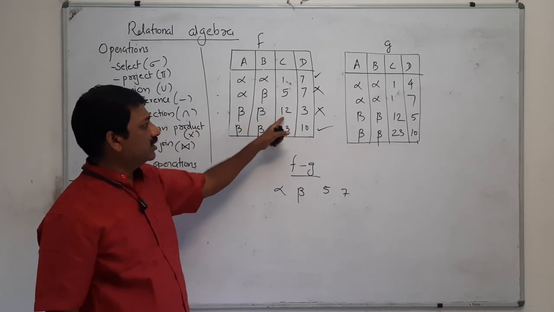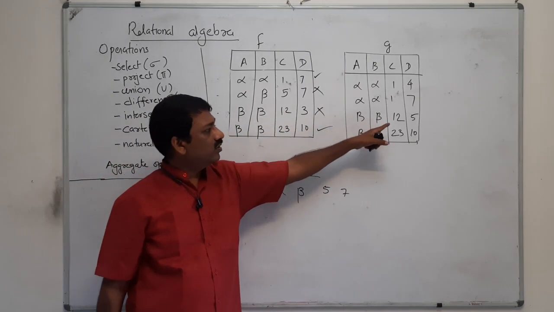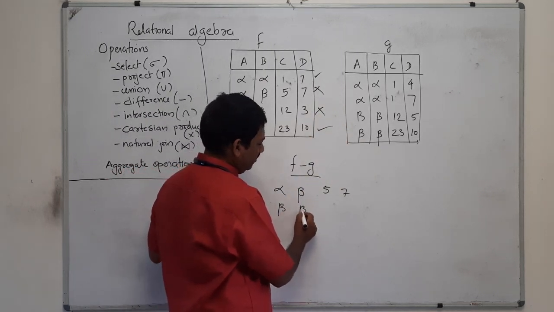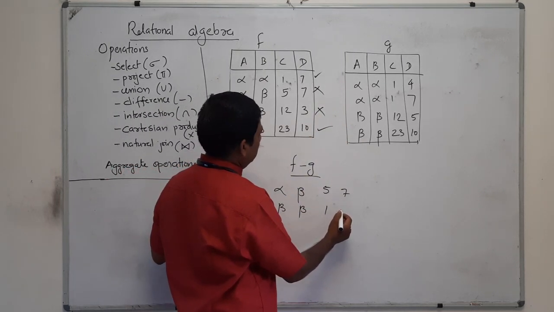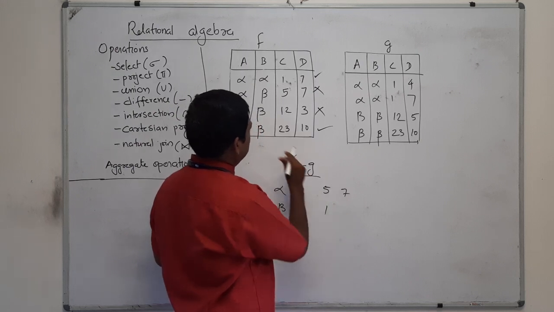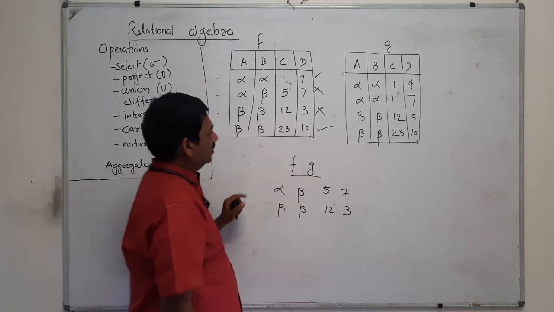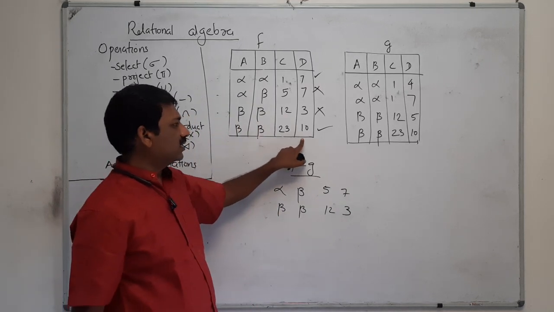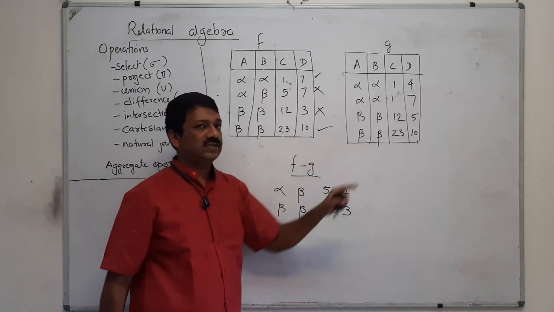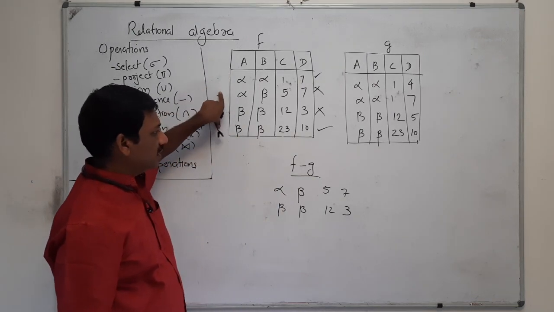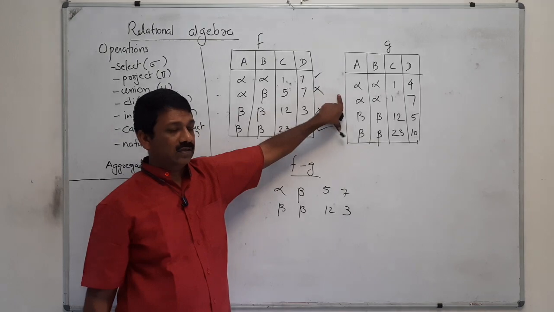What about beta beta 12 3? Beta beta 12 3 is not here. So again that is also qualified. Beta beta 12 3. Then what about beta beta 23 10? Beta beta 23 10 is there. That means all the tuples that are present here and not present here have to be avoided.